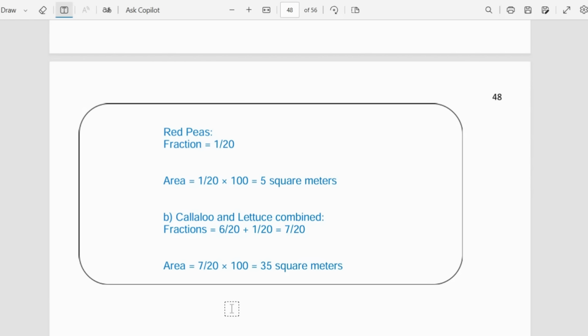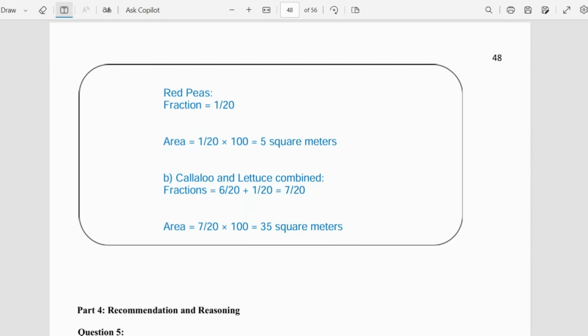Similarly, with callaloo and lettuce combined, callaloo is 6 over 20 and lettuce is 1 over 20, which combined is 7 over 20. And we could just multiply the 7 times the 5 meters, which will give us 35 square meters. Or you could do it like what I have on my screen, which is 7 over 20 multiplied by 100. And that will give us 35 square meters. Why it's 100? Remember, the total area of the garden is 100 square meters.